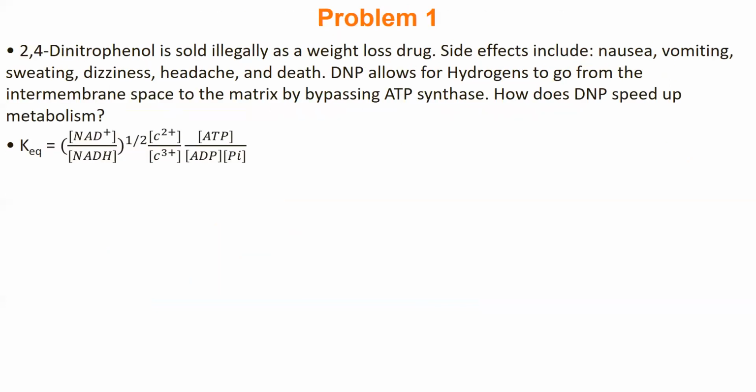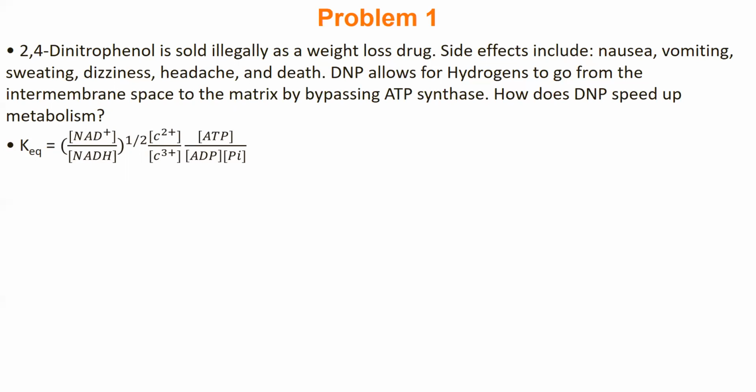So here's a little critical thinking, connecting this to the wide world of medicine and all that. So there is a molecule out there called 2,4-dinitrophenol. It's illegal now, but it used to be legal, I want to say, like in the 50s. And it's a weight loss drug. Now, it has some side effects, including nausea, vomiting, sweating, dizziness, headache, and death, you know, all the fun ones.